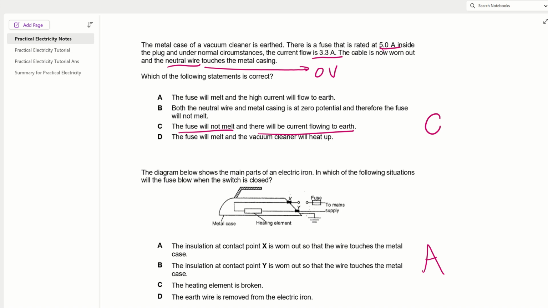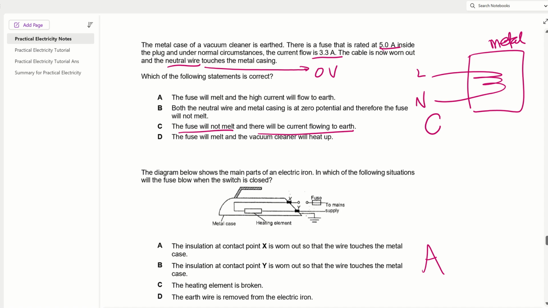The answer is C. The fuse will not melt, and there will be current flowing to earth. Let's say this is the appliance, I'll just draw a simple one, and this is the metal case. So this is my live, this is my neutral, and the fuse is over here. Because of the frayed wire, the neutral wire touches the metal case. So what will happen to the current? And remember, there is an earth wire. So this is our earth wire.